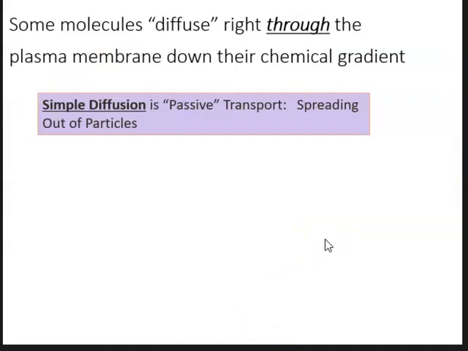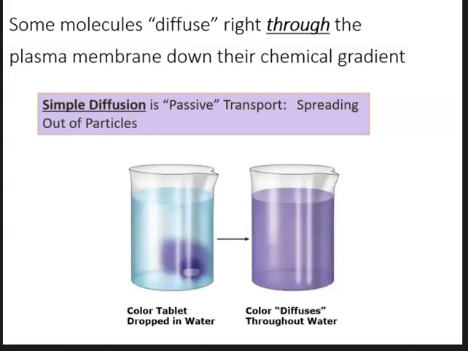So with diffusion, some molecules will diffuse right through the plasma membrane down their chemical gradient, again going from areas of high concentration to low concentration. Simple diffusion is passive transport, but basically it's a spreading out of particles. So we can see here we have one beaker, and we drop a colored tablet into the water. As the tablet dissolves, the color molecules will diffuse throughout the beaker, filling the beaker and changing the color of the water within it.